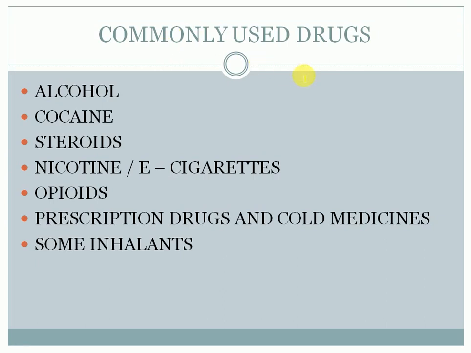Well, coming to the commonly used drugs, these are the list of some commonly used drugs which are being used in daily life. For example, alcohol consumption, then cocaine, then steroids which are being used by the bodybuilders in order to build up their bodies, then nicotine or e-cigarettes, and opioids, then prescription drugs and cold medicines. So most of the medicines have drug content in them. Then some inhalants, so inhalants include room fresheners. Moreover, there are asthma patients who take up inhalants.